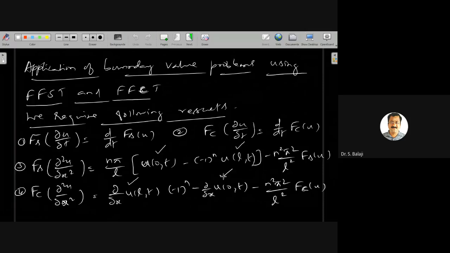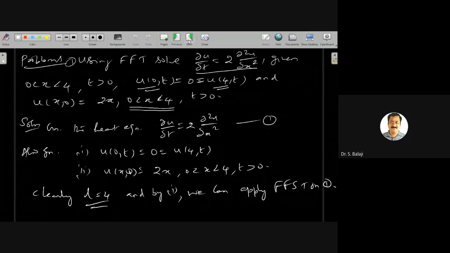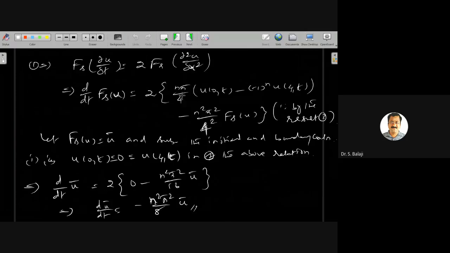But here L is 4, so we adopt that condition: nπ/L becomes nπ/4, times [u(0, t) − (−1)ⁿ u(4, t)], minus n²π²/4² times Fs of u. This nπ/4 is common for these two terms. This is by result number 3.